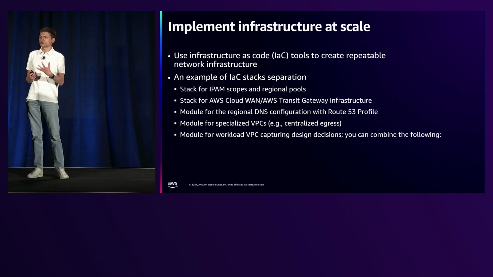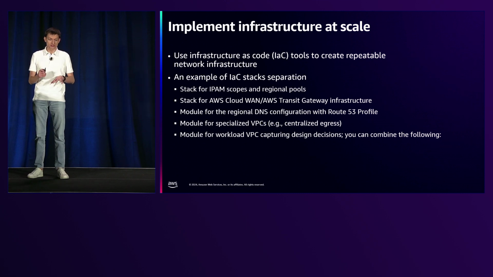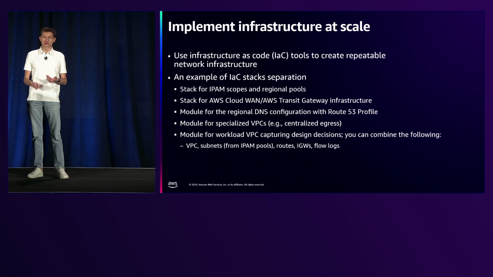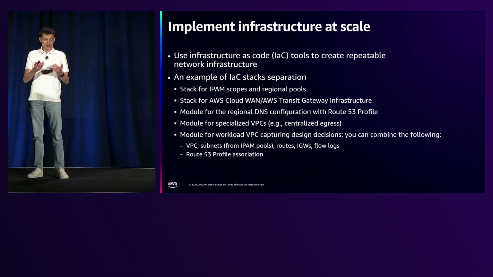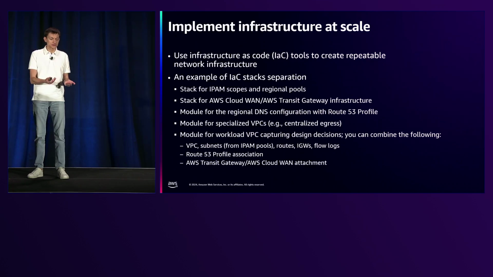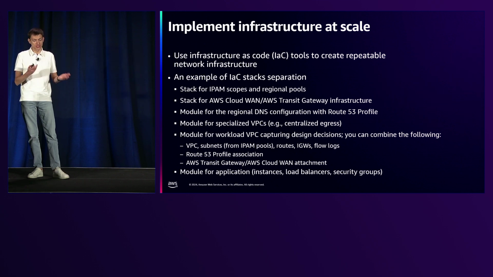You will want to create a module for your workload VPC where you capture all of your design decisions, where you can combine things like VPC, subnets, route tables, internet gateways, flow logs configuration. You can add their Route 53 profile association. You can add creation of Transit Gateway or Cloud One attachment. And lastly, you would want to have a stack for your application itself. So it will be instances, load balancers, security groups.